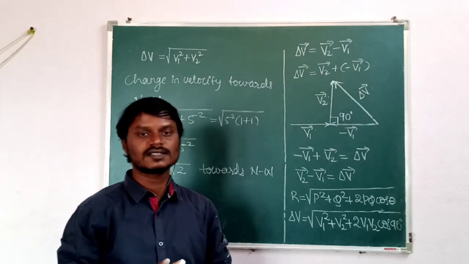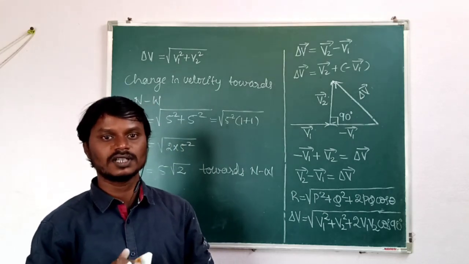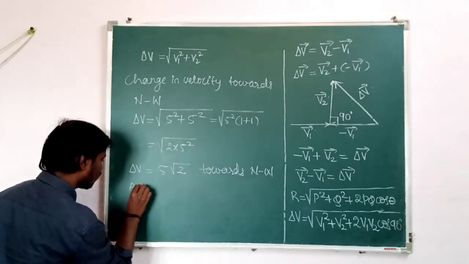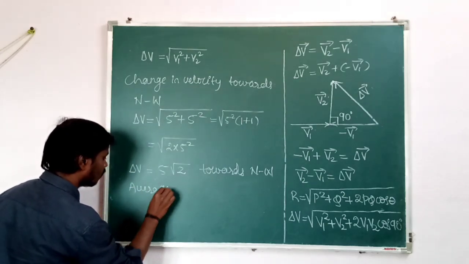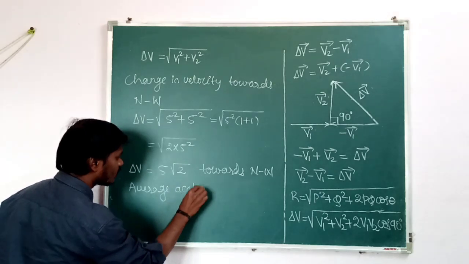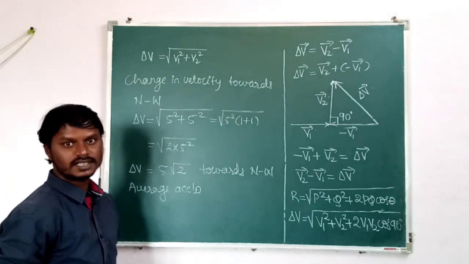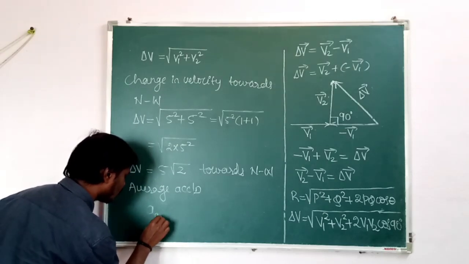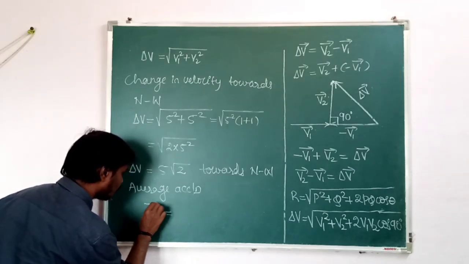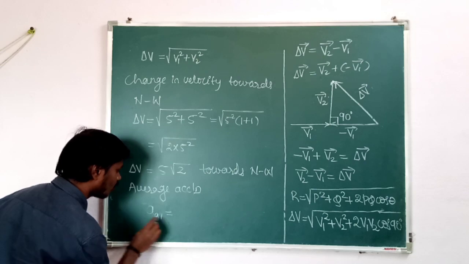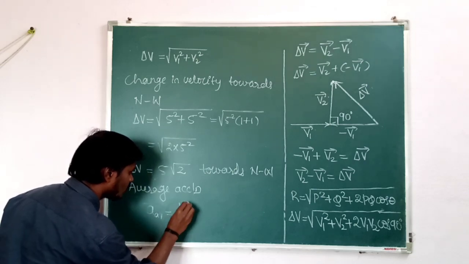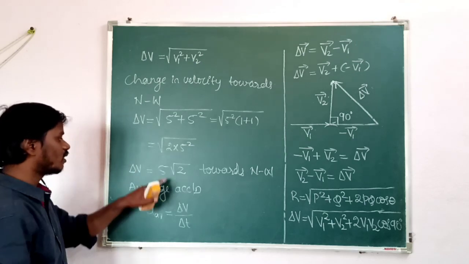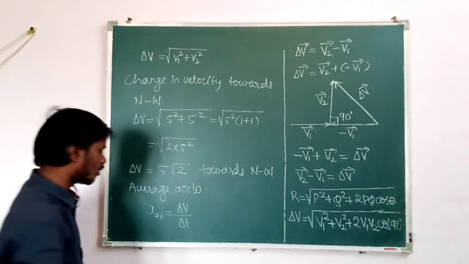What do you mean by average acceleration? It is the ratio of change in velocity to the time taken. So the average acceleration is equal to change in velocity divided by time taken. So what is the change in velocity? 5 root 2 meter per second.